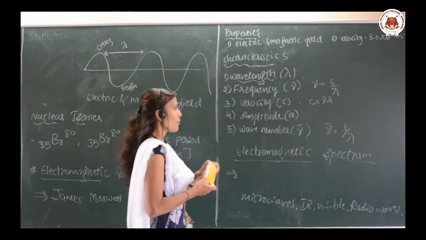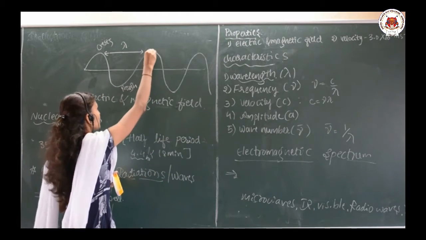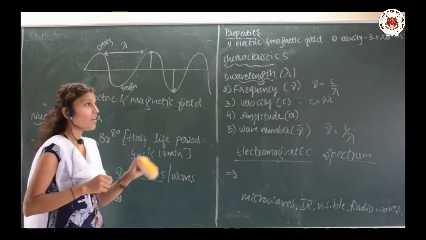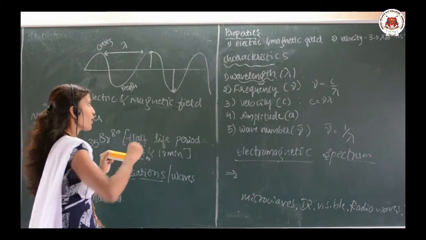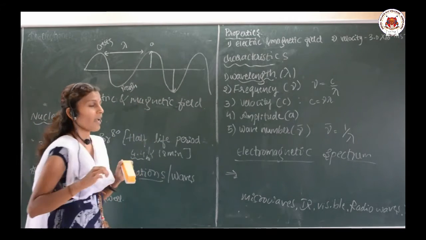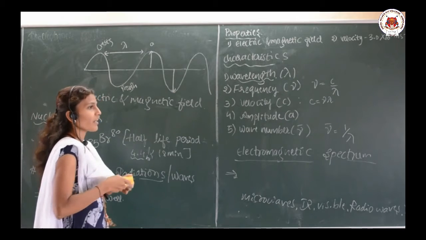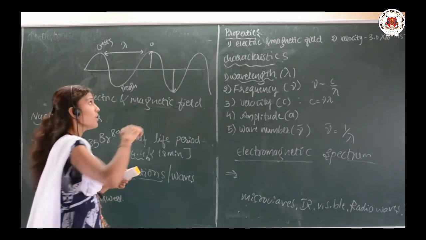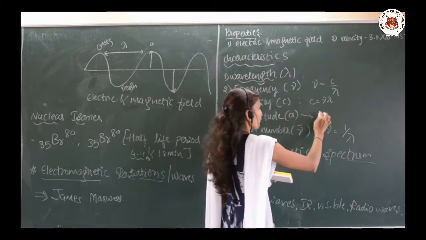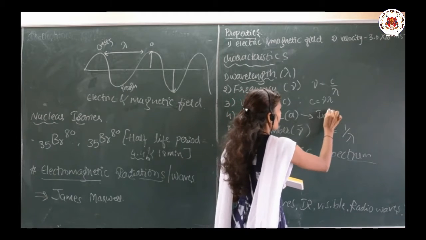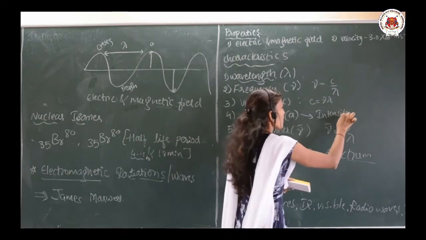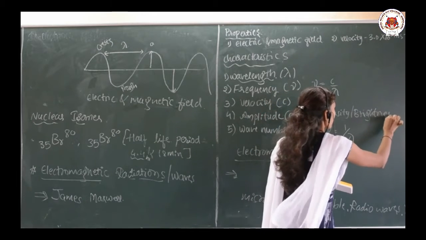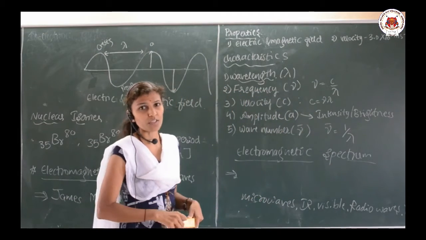Next, amplitude. Amplitude is either the height of the crest or the depth of the trough, and it is indicated by the letter A. Amplitude tells us the brightness or the intensity of the radiation. Amplitude gives the idea of the intensity or brightness of the radiation.